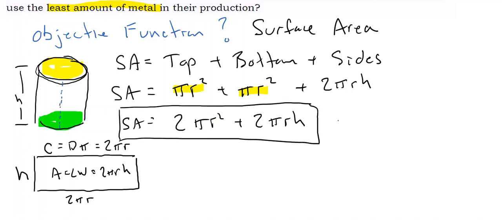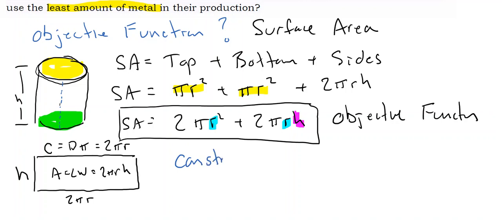All of that work just to find the objective function. This is what we want to optimize. In this case, we want the minimum amount of metal to create the can. Notice that in the objective function, we have two variables, r and h. And so the rule is, if your objective function has two independent variables, then you need to come up with a constraint. So we now need to find a constraint function.